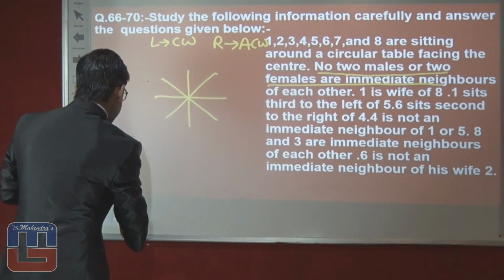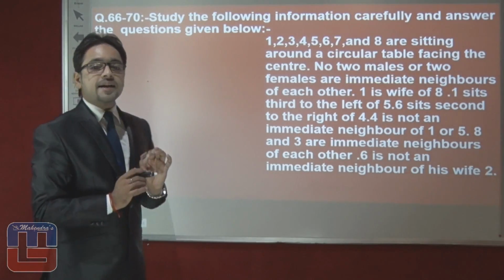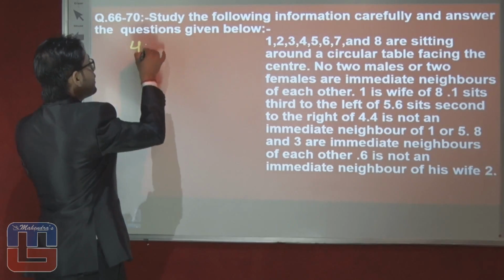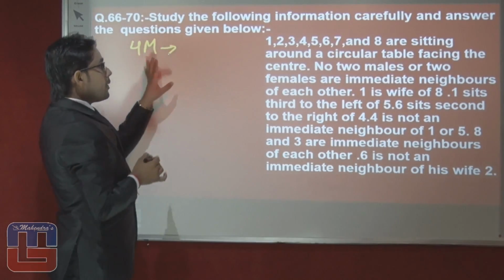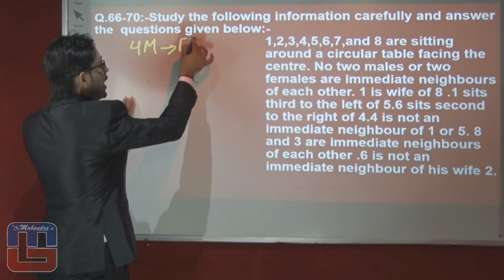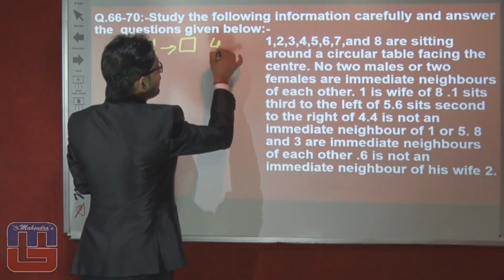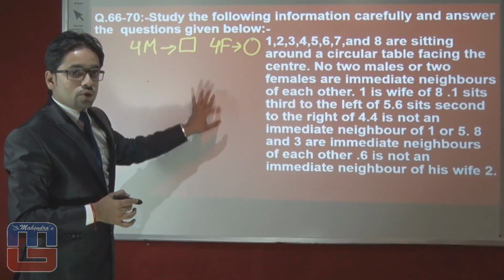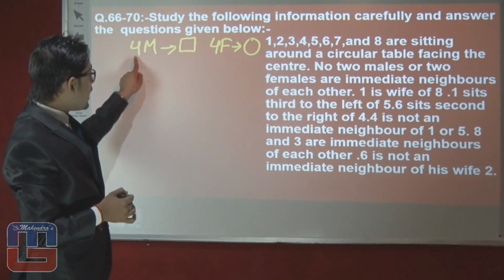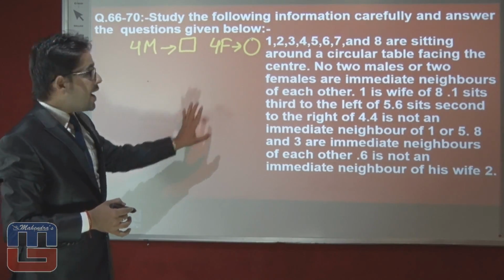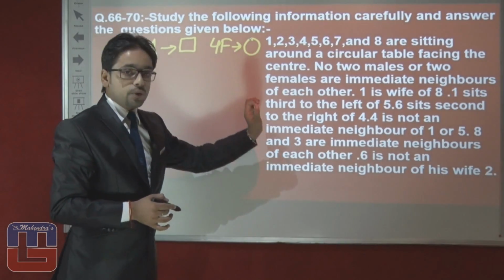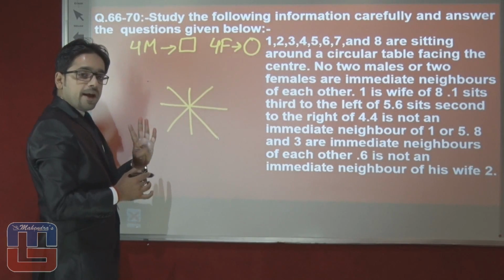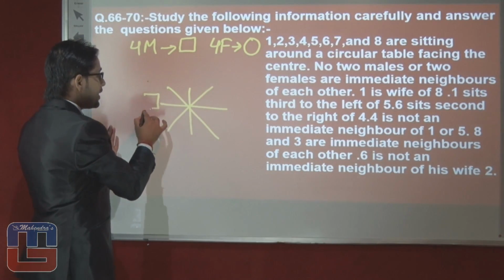So how to make the diagram? First of all, identify the right method. For the 4 male members we indicate a square box, and for females we indicate a circle box while answering the question. So don't be confused: for male we use a square box and for female we use a circle box. 8 members are given, 4 male and 4 female, and no two males sit together.